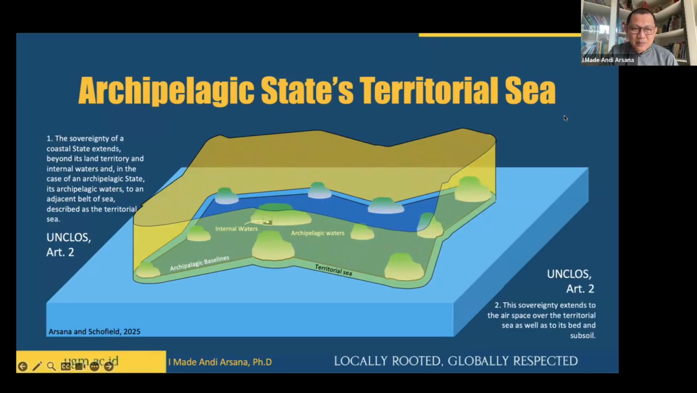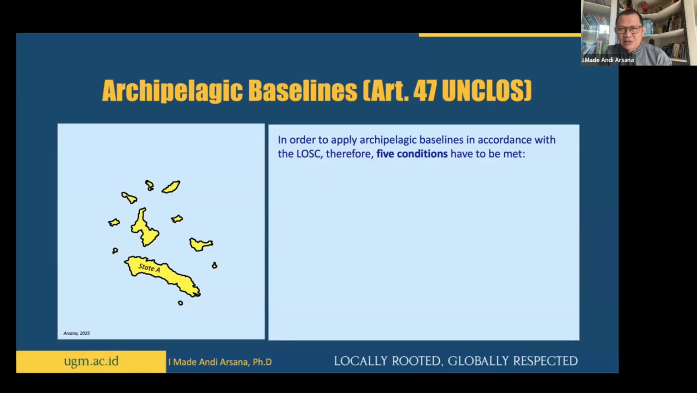Now let us go deeper on the archipelagic baseline. It is actually based on Pasal 47 or Article 47 of the Law of the Sea Convention. A good example of an archipelagic state or archipelagic country is Indonesia. So Indonesia, the Philippines, Fiji, those are actually archipelagic state. So archipelagic state is basically a country or a state consisting of a lot of islands, maybe thousands of islands, like Indonesia, 17,000 islands. That country wants to enclose the entire archipelago and then start to measure its maritime zone from that baseline. Okay, a country like Indonesia can designate archipelagic baseline basically.